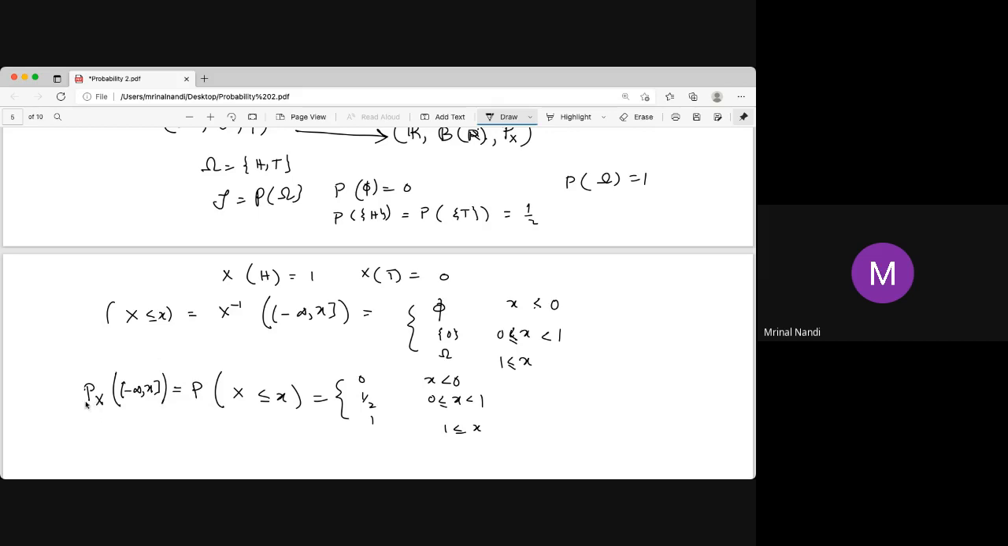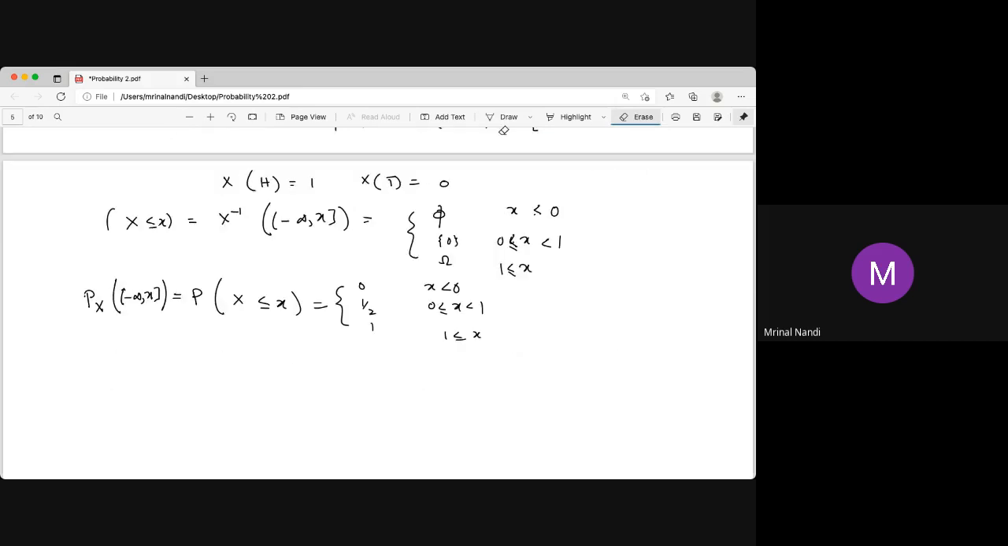This P and this P are different, because this P is on the event space, and this P is on the Borel sigma algebra. Remember that minus infinity to x closed is a subset of the real numbers, a Borel set. But capital X less than or equal to x is not a subset of the real numbers. It is actually a subset of the event space, because it is the inverse image of that. So we have this corresponding probability distribution.